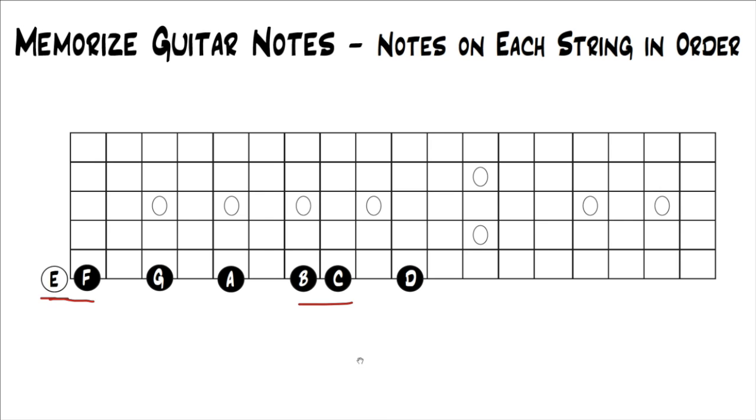And then from there, we're going to start memorizing the notes of all the strings in order. We're just going to take one note on the sixth string and then find it on the fifth string, then the fourth string, then the third string, then the second string, and then the first string, which is just the same as the sixth string.